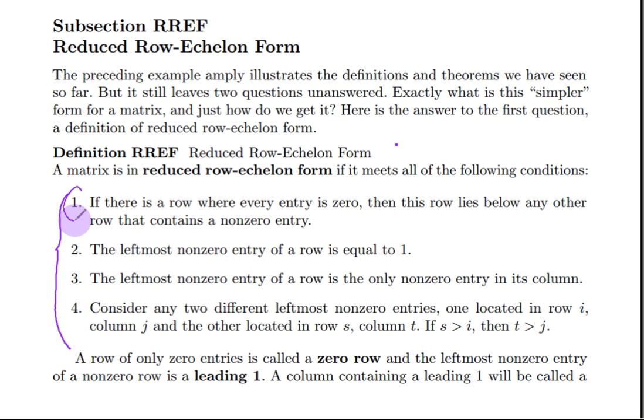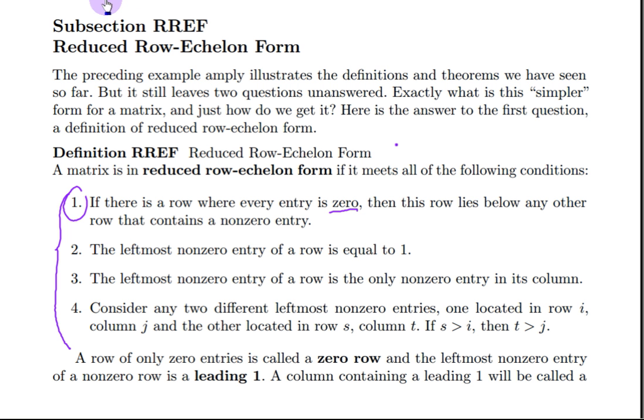Number one, if there's a row where every entry is 0, then this row lies below any other row that contains a non-zero entry. What does that mean? Well, if I have a matrix like this, I can have rows that are entirely 0, but they have to be at the bottom. I could have one, I could have more than one. But if I have any, they have to be entirely at the bottom.